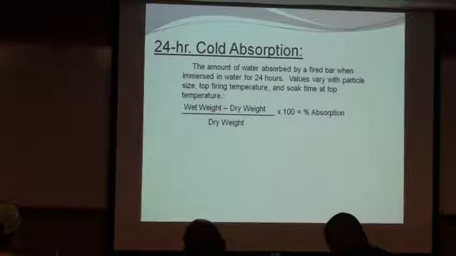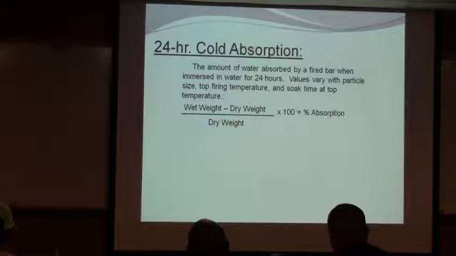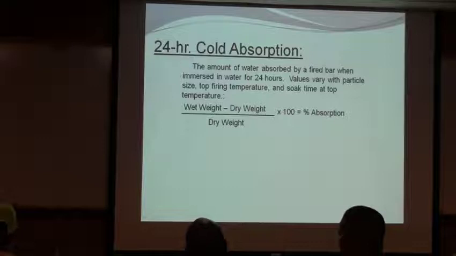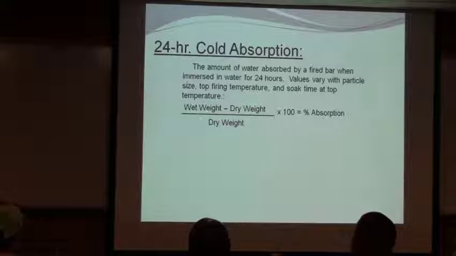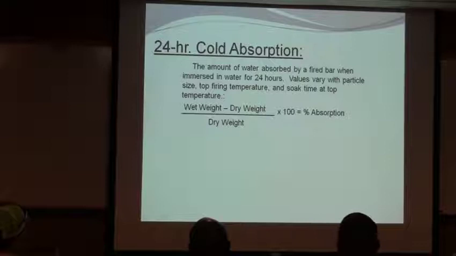Then we do 24-hour absorption. Again, a lot of you guys that have been in and around a plant, you'll probably see a lot of them doing this, especially in the kiln area. You basically take, in this case, bars. With the bars, for our absorption, the two fired bars that we run the tests on, they're broken, so they're in half pieces. So you take a half piece, you weigh it up, fired, then you put it in the water for 24 hours, take it out, weigh it up, and that's the formula. Basically, it's what it is after it's been in the water for 24 hours, minus what it was when you started, over what it was when you started, and it gives you your percent absorption.